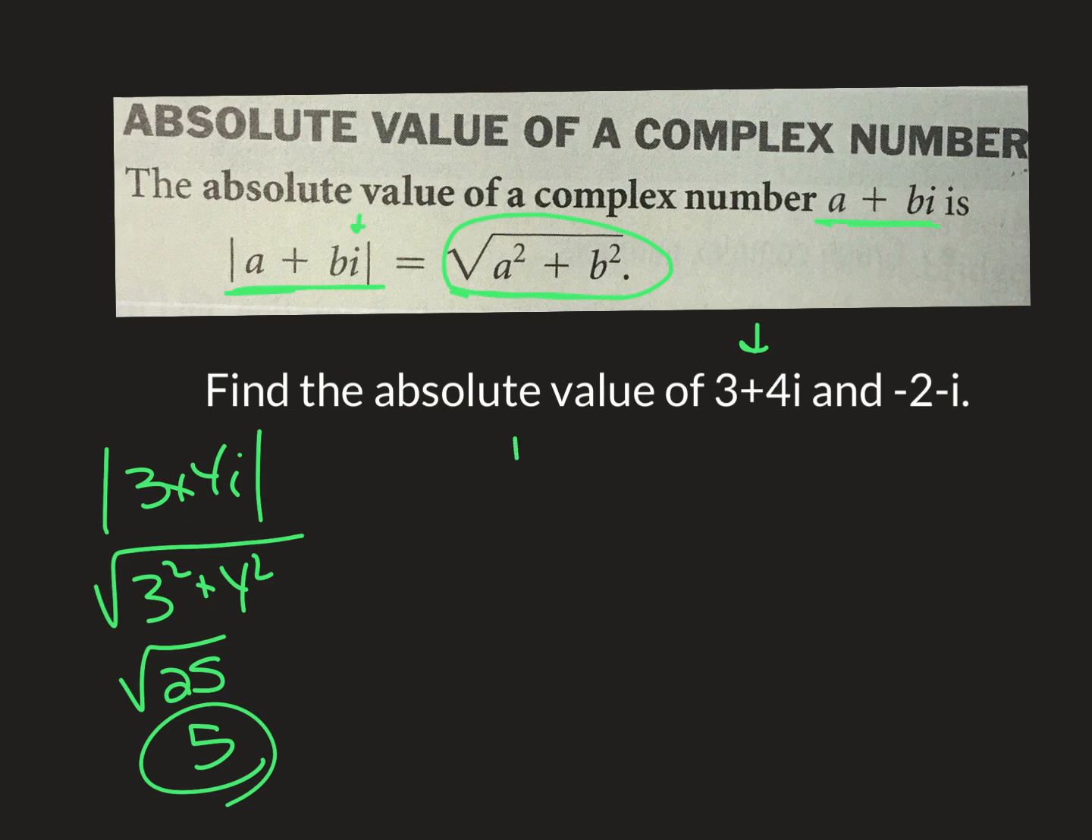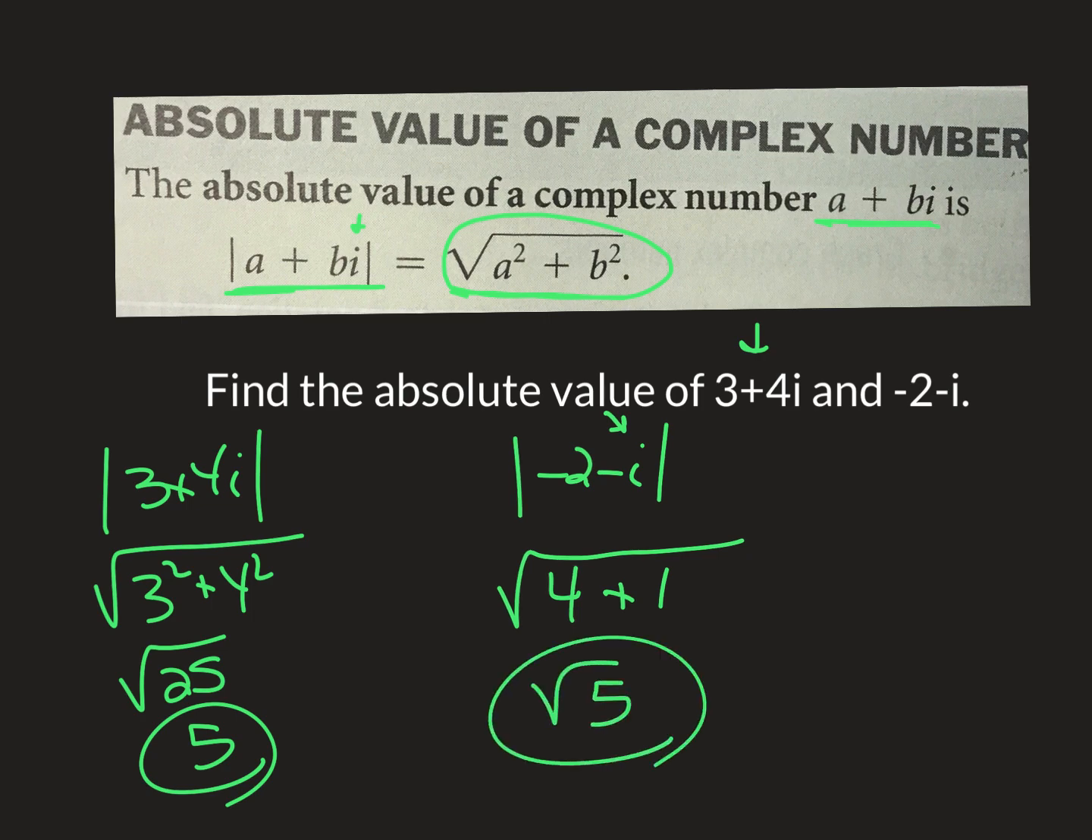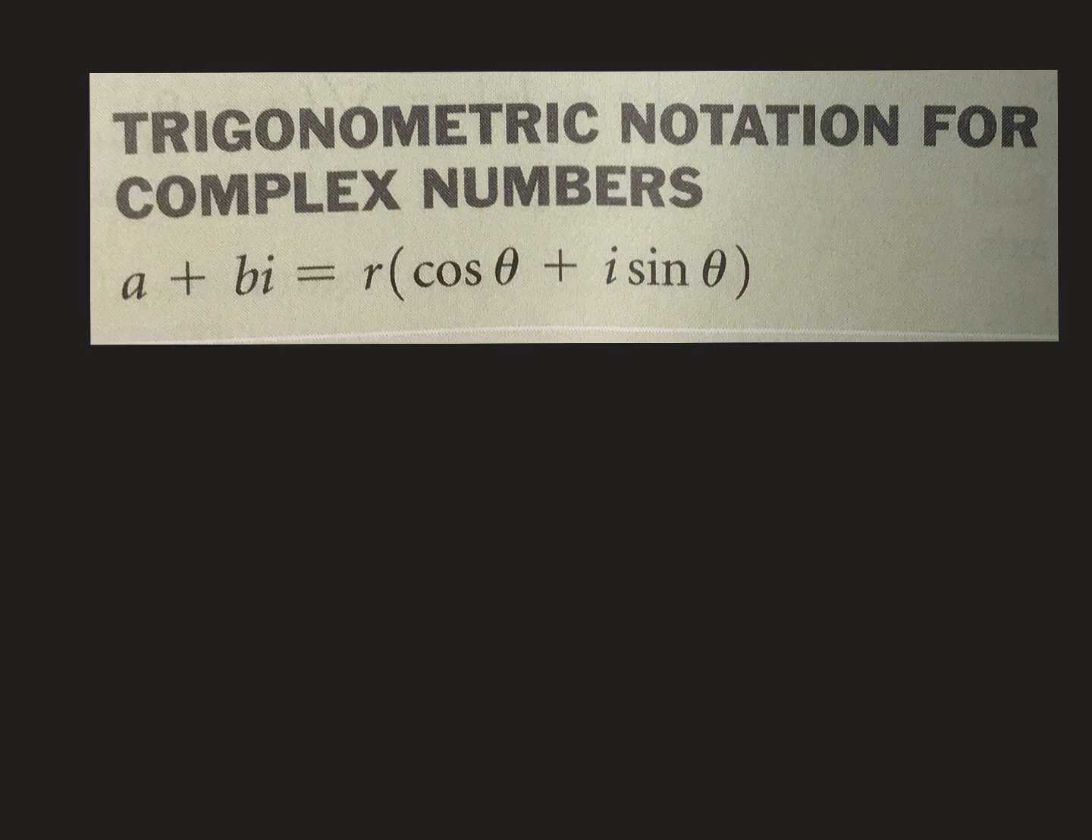The second one, what is the absolute value of negative 2 minus i? A lot of people look at that and go, oh, it's positive 2 plus i. No, it's not. You do the square root of the negative 2 squared, which is 4. The coefficient on the i is negative 1. So if you square negative 1, it becomes positive 1. If you add those together, you get 5. And that's it. The square root of 5 is the absolute value of negative 2 minus i. It's Pythagorean theorem.